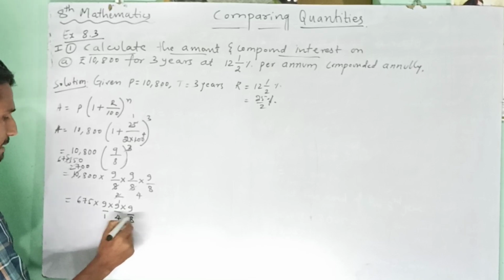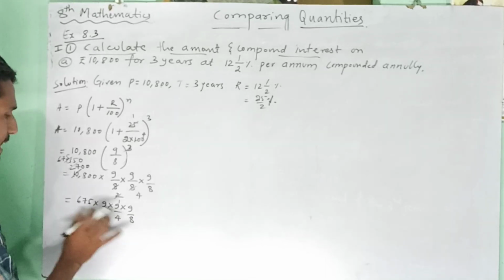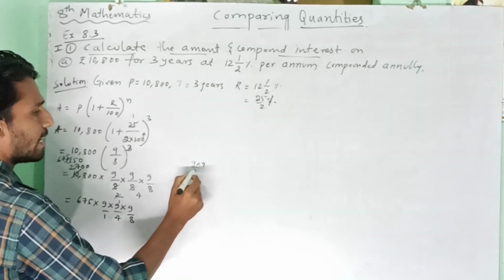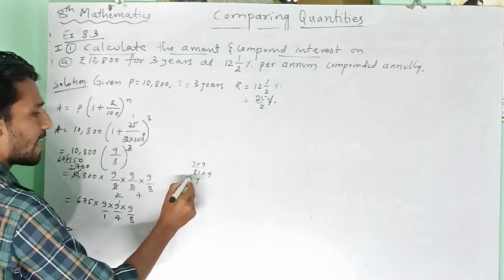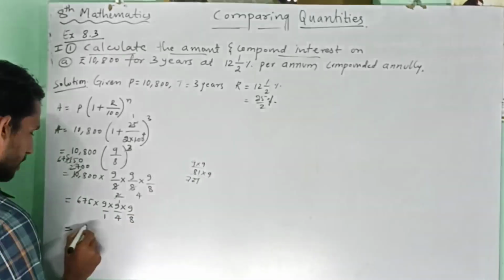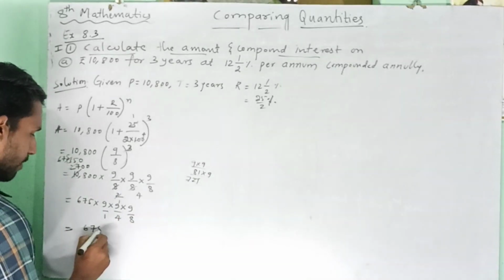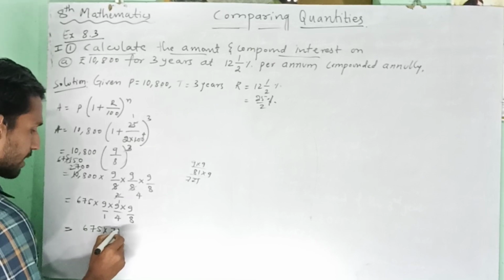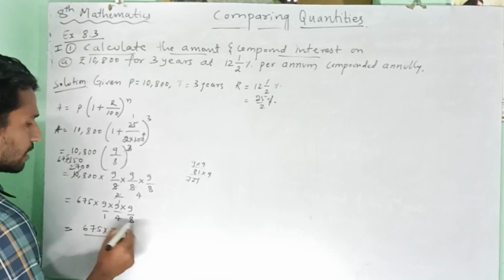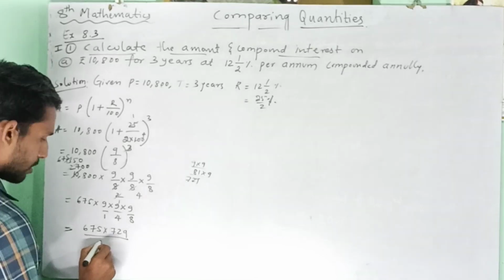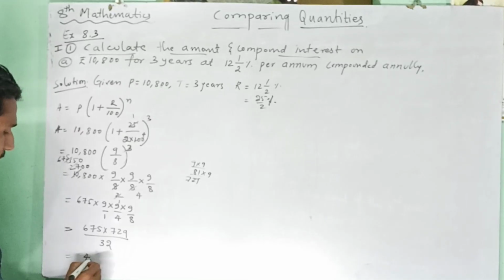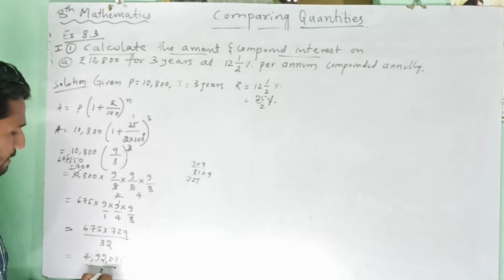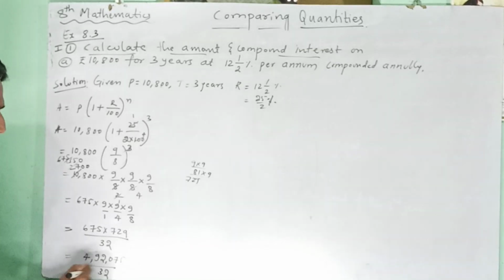Now when you multiply 9 into 9, 81, 81 into 9, 9 ones are 9, 9 eights are 72. Now we multiply 675 into 729, and 8 fours are 32. Multiplying again, we get 4,92,075 by 32. Okay, again you cancel.